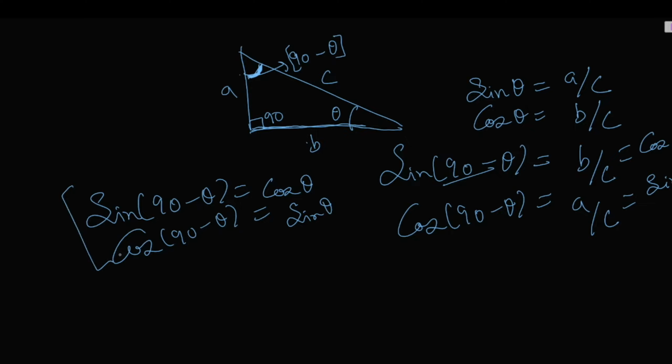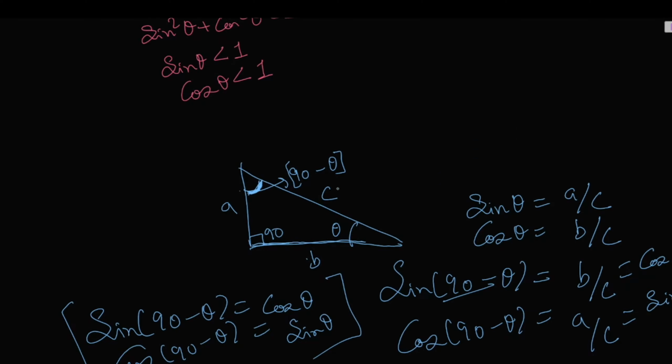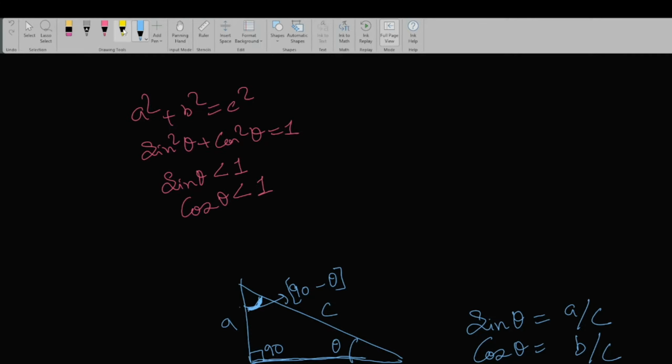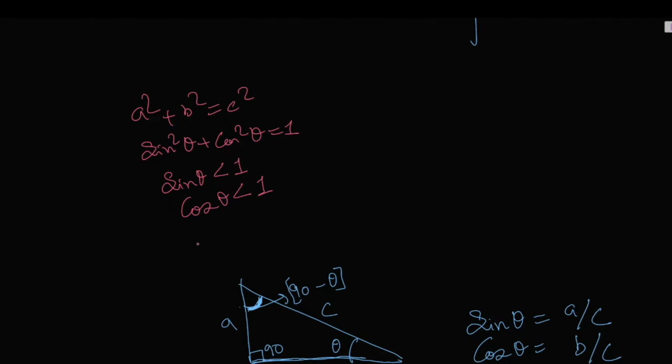Okay, let's not forget this. So we have added one more thing here. In here, if I have to add, we have also learned that cos 90 minus theta is equal to sin theta, and sin 90 minus theta is equal to cos theta. Clear, right? So now, moving ahead, let's go back to the chapter.